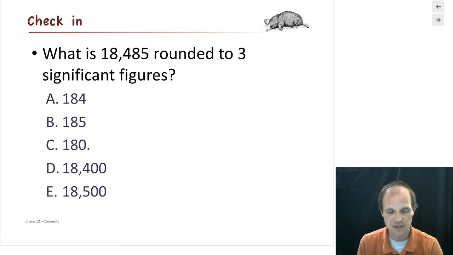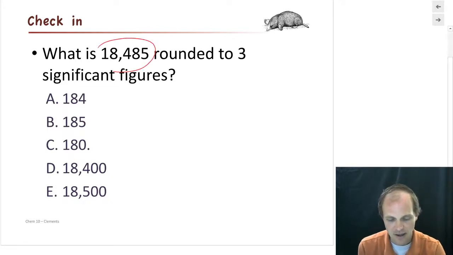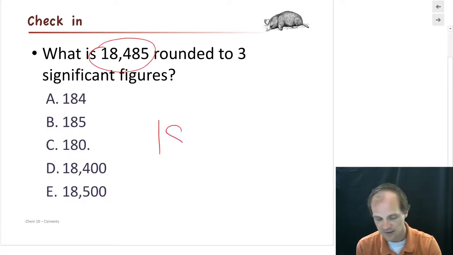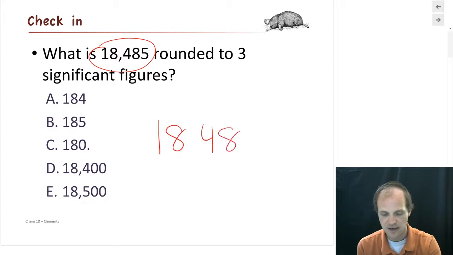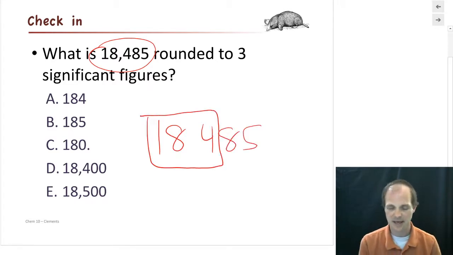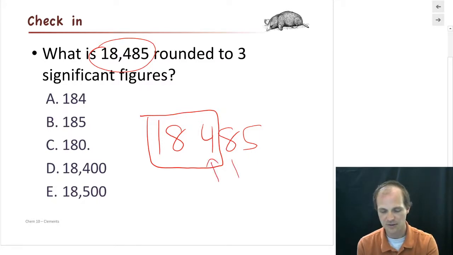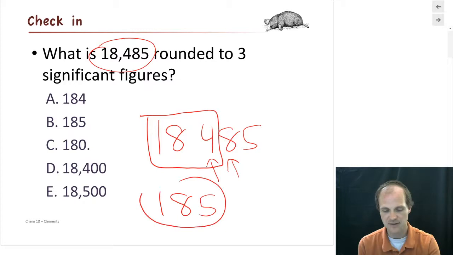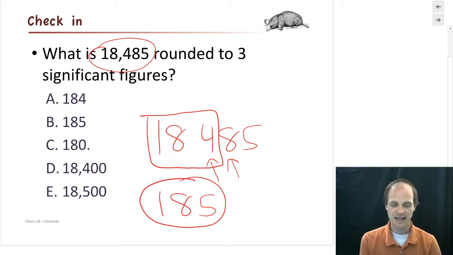All right. Hopefully you got a chance to try it. 18,485, let me write this down. If you just did what I told you in the last one, you'd be like, hey, I'm going to box that. I'm going to look at my next digit. I'm going to round this guy up, and I get 185. And you might have answered B, and that would be incorrect.